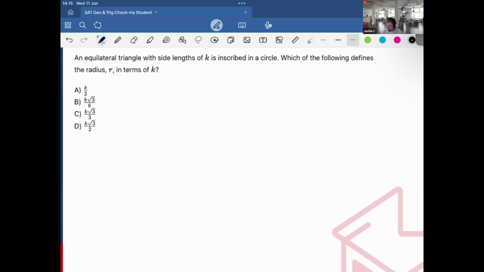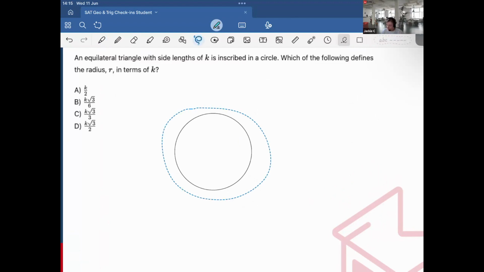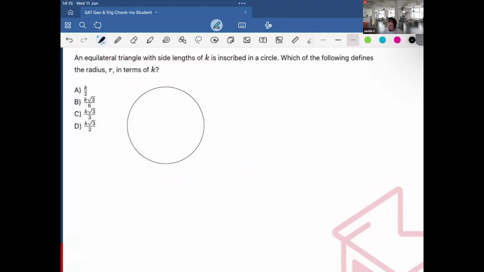An equilateral triangle with side lengths k is inscribed in a circle. Okay, so it's inscribed in a circle. And this would be 60 degrees, this is 60, and this is 60. And it's asking me what the radius is.